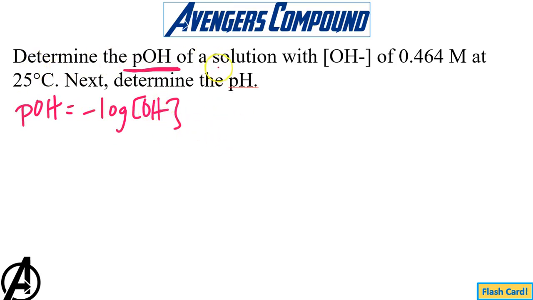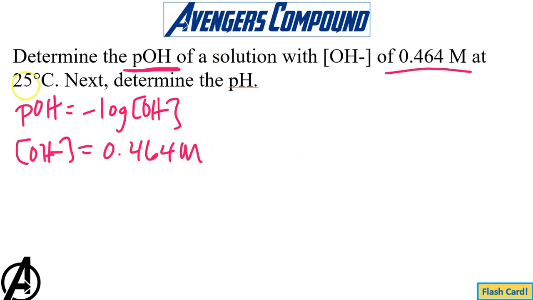It says determine the pOH of a solution with the OH minus concentration of 0.464 molar. So they already gave me the OH minus concentration here. Okay. And it says we're at 25 degrees Celsius, which is what we're used to seeing. We're able to use our Kw value now because we know that. So that's going to help us there. Do we need to use the Kw value? Well, so far we don't need to, but let's continue to read.